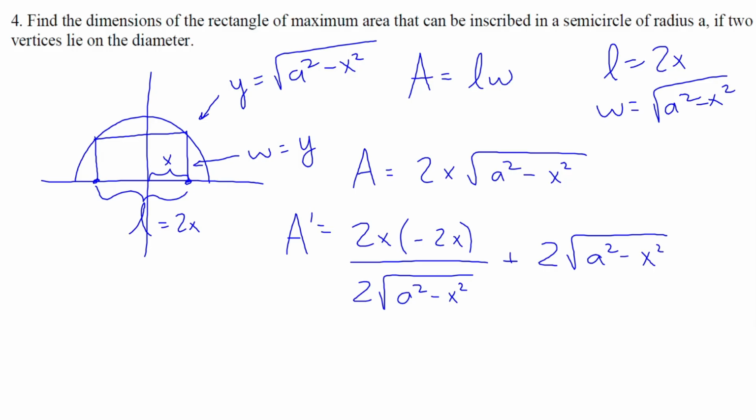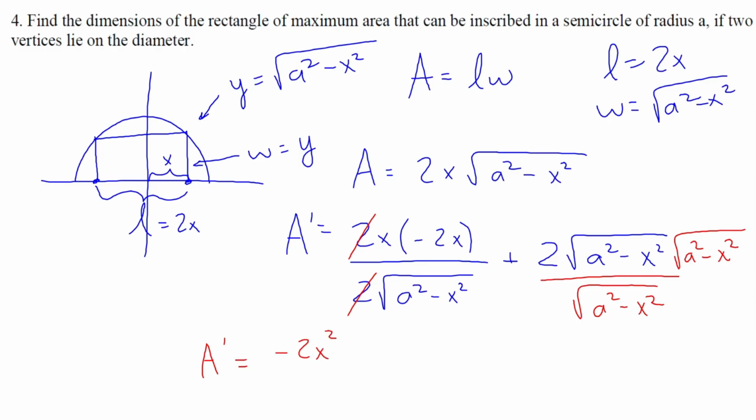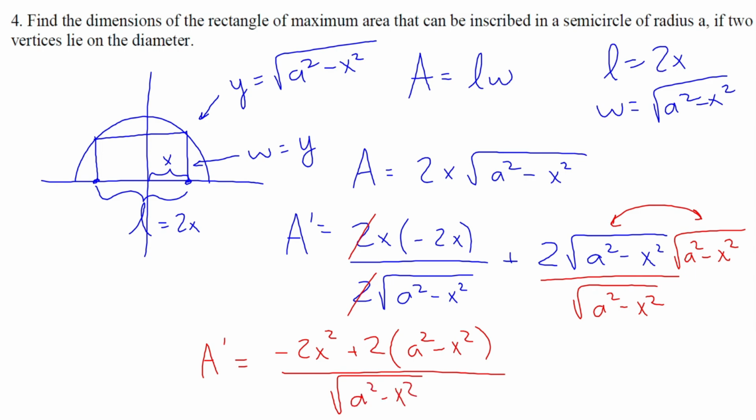We can cancel out one of these 2's here. So then we'll want to get a common denominator, which will be root a squared minus x squared, which means I'm going to multiply the top by root a squared minus x squared as well, giving us a derivative, A prime, of negative 2x squared plus 2 times a squared minus x squared, right? Because root a squared minus x squared times root a squared minus x squared should cancel out and just be a squared minus x squared, all over root a squared minus x squared.